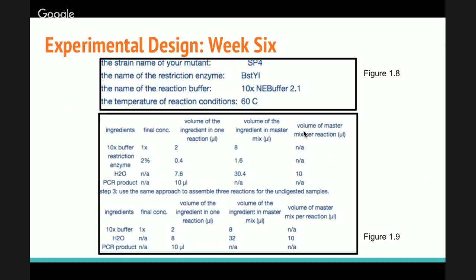The experimental design for week 6 consisted of us digesting the 3 PCR products using a restriction enzyme, which we found to be BstYI, and then running the digested products on an agarose gel to determine which plasmid DNA contains the MSH2 insert. For our enzyme BstYI, the ideal temperature was 60 degrees Celsius, and the reaction buffer was 10x NEBuffer 2.1. The bottom chart shows the calculations for our mix to digest each different plasmid DNA sample.